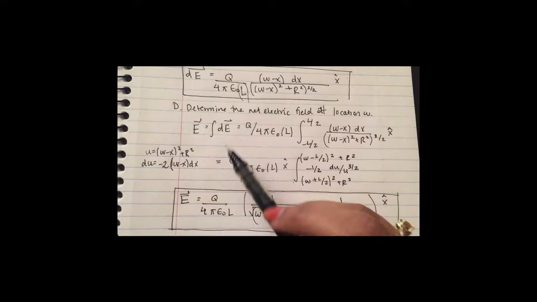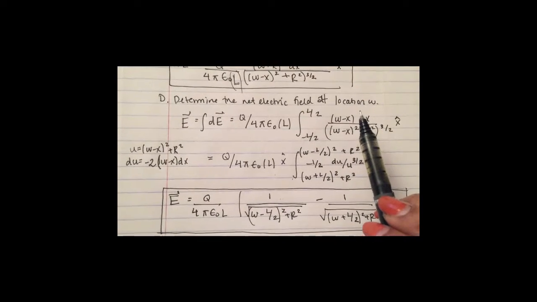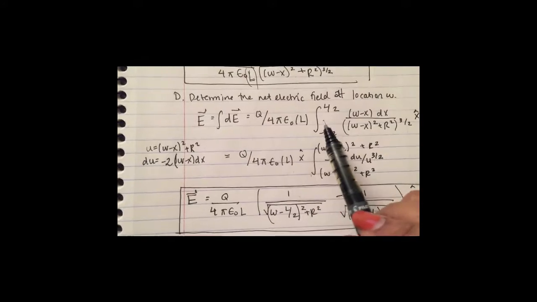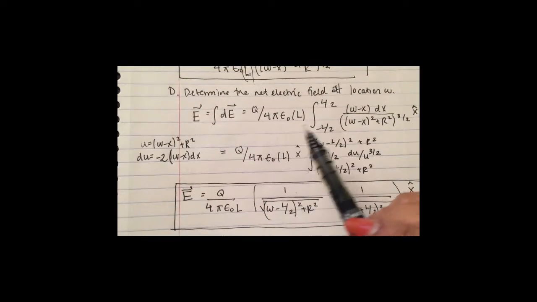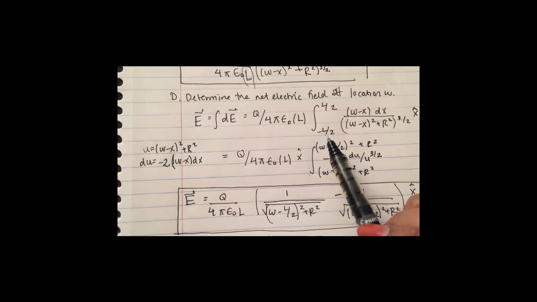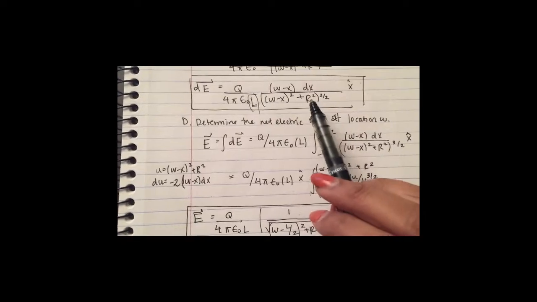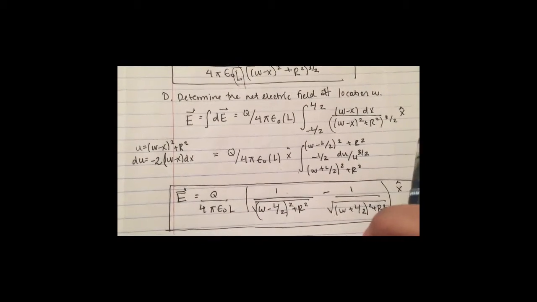Now the last part asks us to determine the net electric field at location W. So in order to get the net field, you'll have to take the integral. You'll be integrating over the length of the cylinder, which if we look back at that diagram is from negative L over 2 to L over 2, and using the previous equation that we got for the electric field in the x direction.